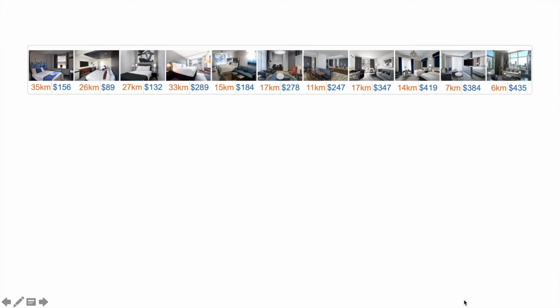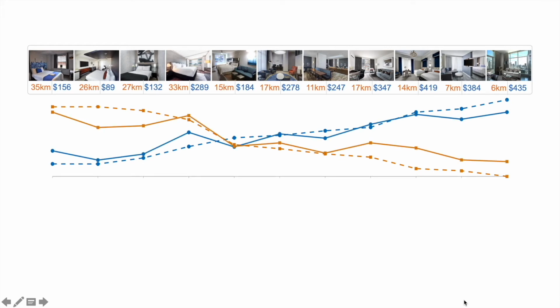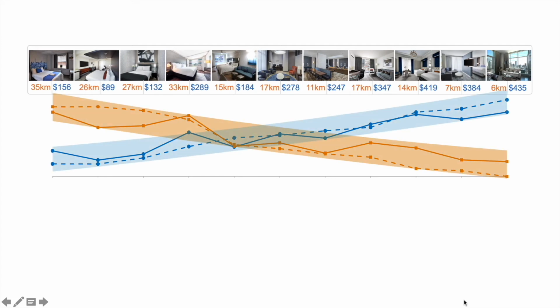If we plot the perturbed price and distance, you can see both price and distance are strictly monotonic. Let's see the actual price and distance. You can see the actual price is approximately increasing, and the actual distance is approximately decreasing.